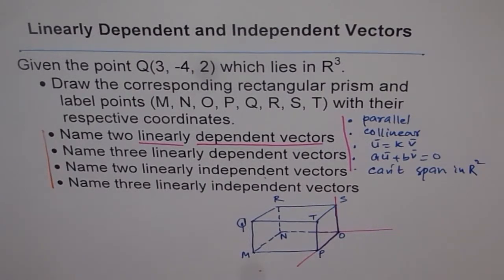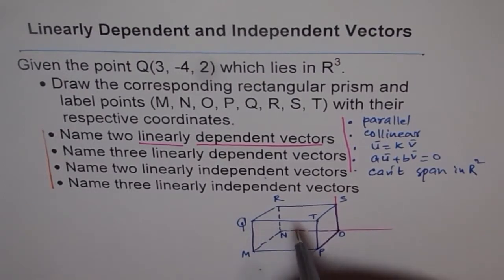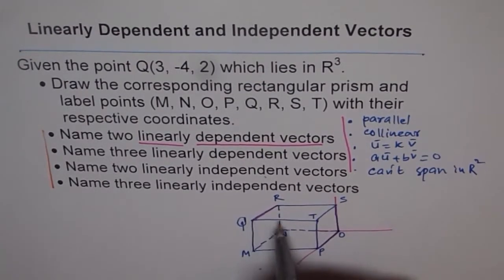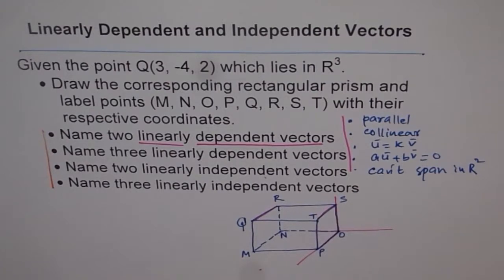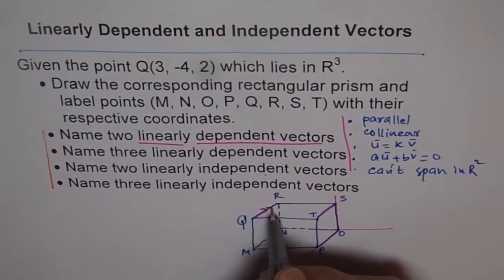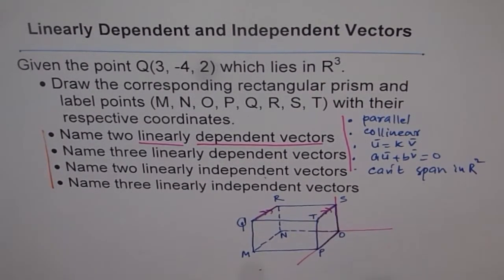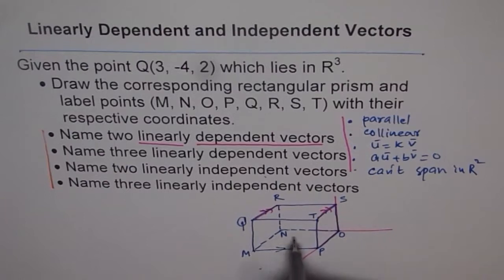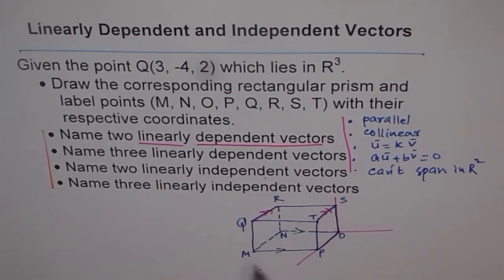Now here, we'll use this color to show the vectors which are dependent. All parallel lines, for example, this one is parallel, so these are, for example, dependent vectors. Similarly, if I have these lines here, they are dependent vectors. So that is how you can give dependent vectors.